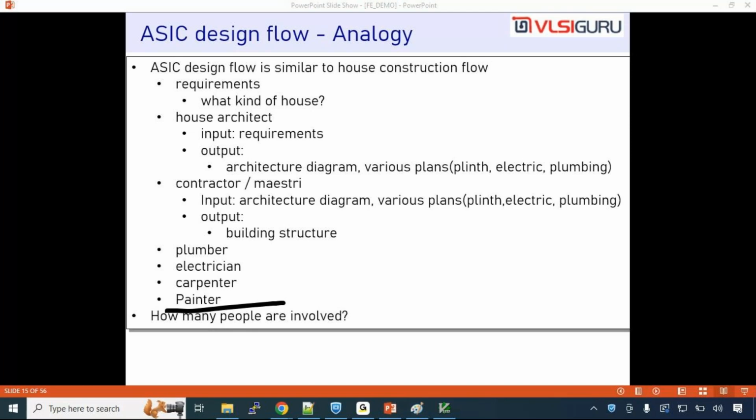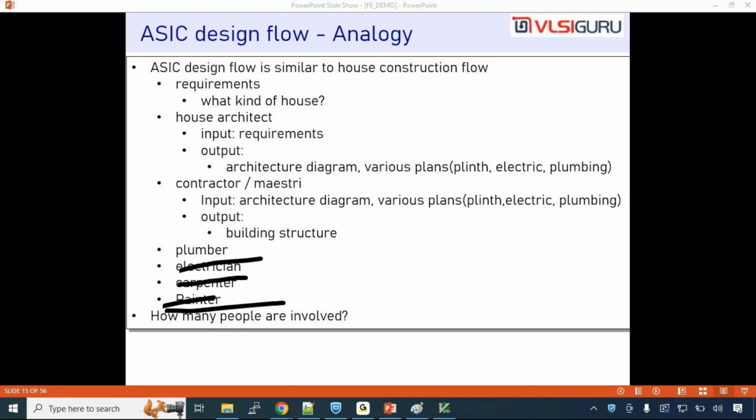Can your house be ready without a painter? Not possible. Can it be ready without a carpenter? No. Can it be ready without an electrician? No. So if you see, everyone is important in this flow. Same way, VLSI design flow is not done by one person. It is done by multiple sets of people, each doing work one after the other. Exactly similar to house construction. Only thing is there won't be a plumber there because there is no water flowing there. So you do mostly everything at the silicon level.